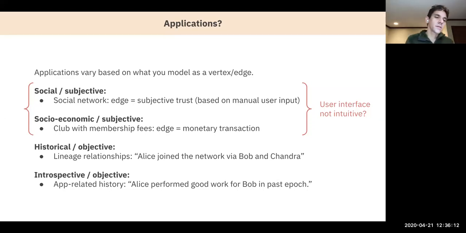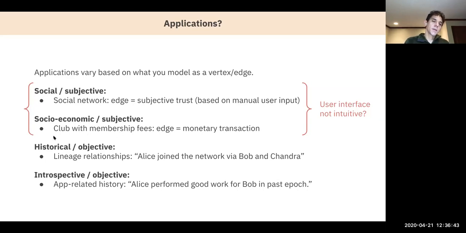There are other ideas that I've thrown here. You can use an edge to mean a monetary transaction between people. So in a sense, you get a system that looks like a club with membership fees, but I don't know what applications of this would be. It suffers from the same problem that an individual user doesn't know when to accept a new member and when not to, because they don't have a view of the whole system themselves.